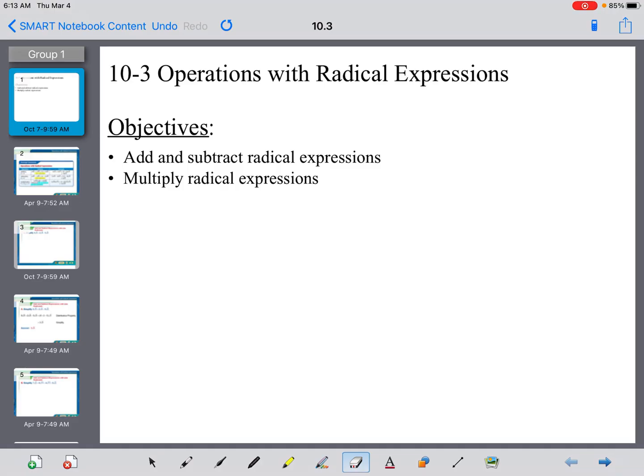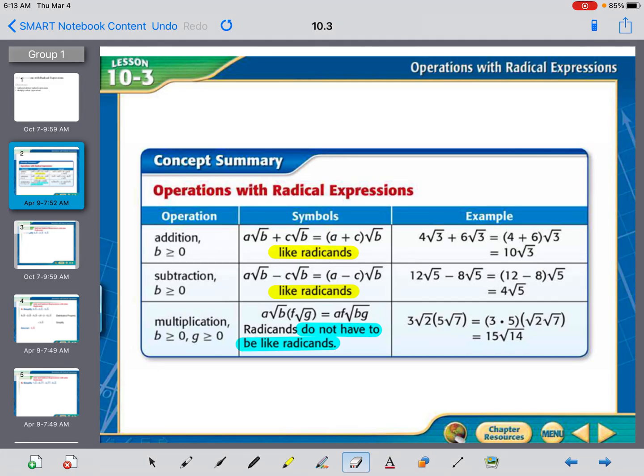Looking at section 10.3 and talking about operations of radical expressions. Particularly, we're going to be looking at addition and subtraction of radical expressions. We're also going to multiply them. For our summary here, our operations with radical expressions include addition, subtraction, multiplication, as we just mentioned.